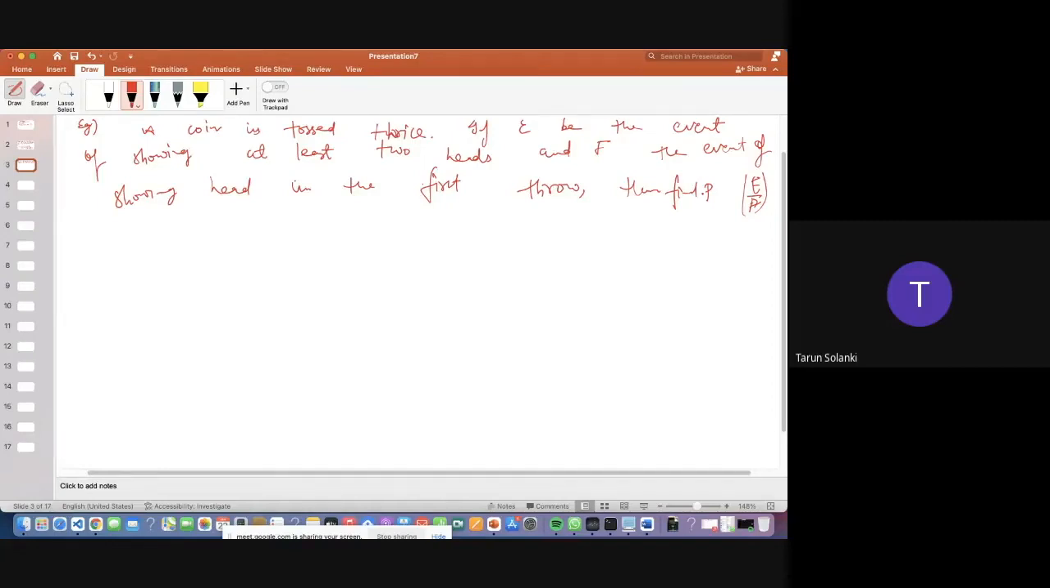Okay, so now in this problem, we need to find first the outcomes. So total outcomes will be 8 because the coin is tossed thrice. So it will be head head head, head head tail, head tail head, head tail tail, tail head head, tail head tail, tail tail head, and tail tail tail.